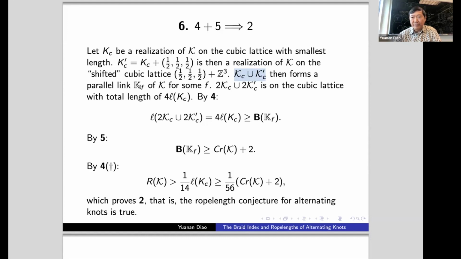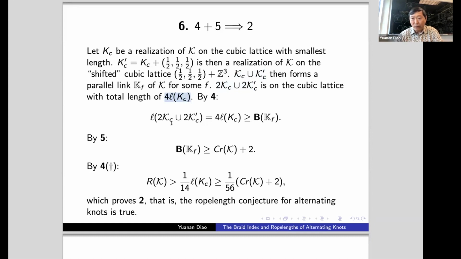But they are not on the cubic lattice yet. So what you do is you double them, right? You multiply every coordinate by two, and now the fractions will go away. And now this new copy is on the cubic lattice. And the total length, well, you scale each one of them up by two. Therefore, this double has total length of 4 times L of Kc, right?